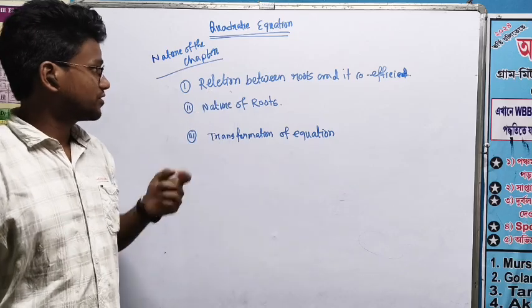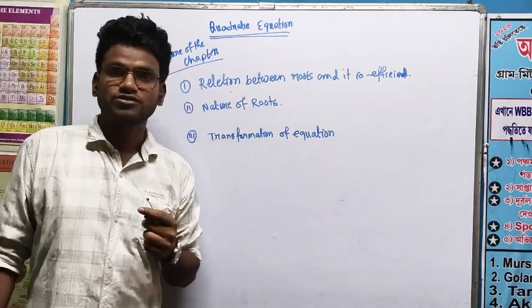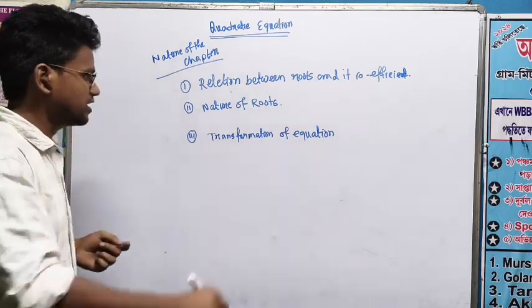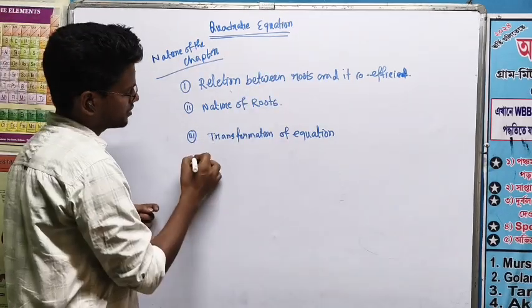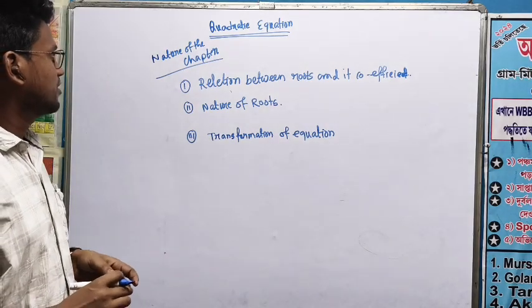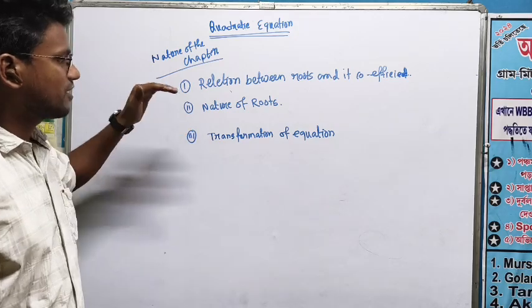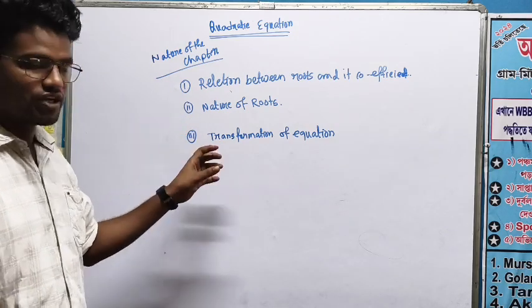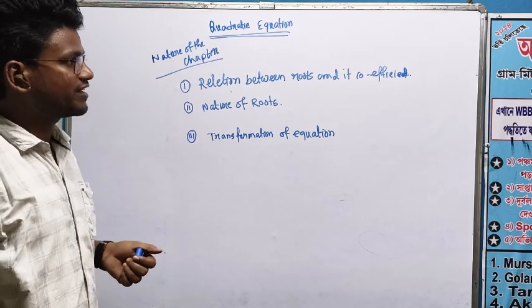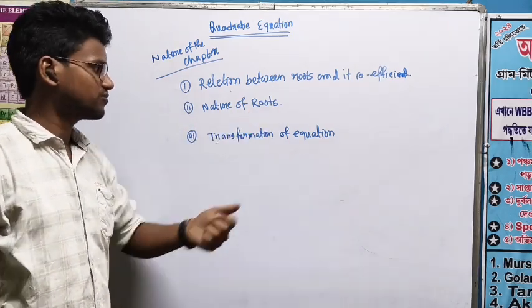So the main topic is relations between roots and its coefficient, nature of roots, and transformations of roots, transformations of equations. We have to understand at first what is the nature of this chapter. So one by one, I will write the points of the nature of the chapter. First is relations between roots and its coefficient, and nature of roots, transformations of equations.